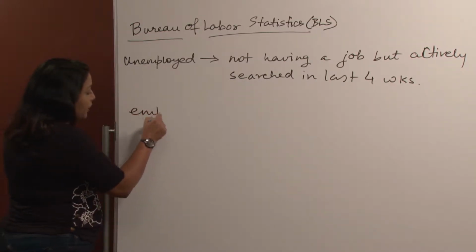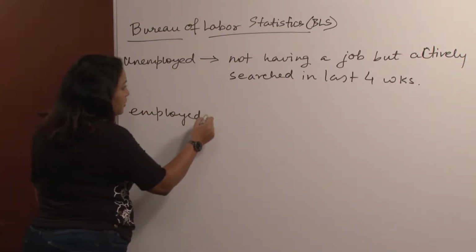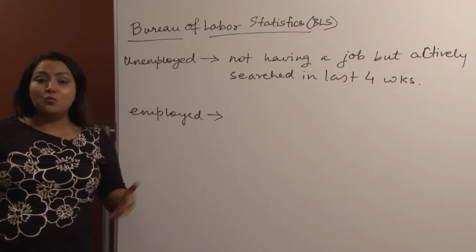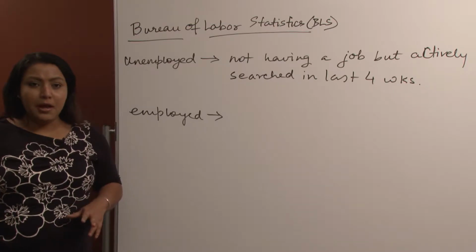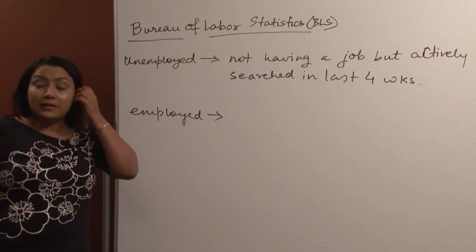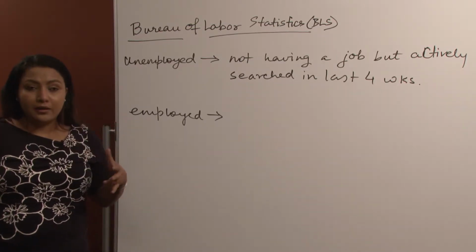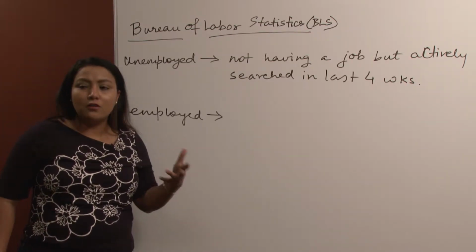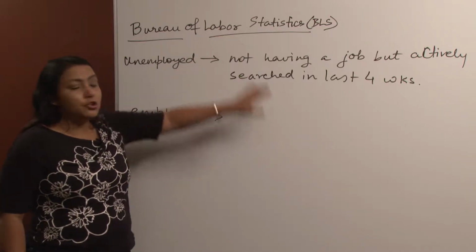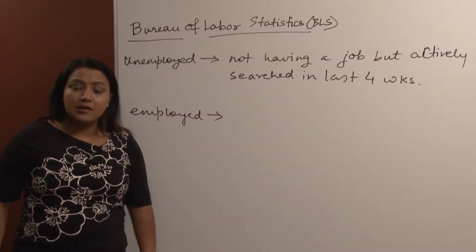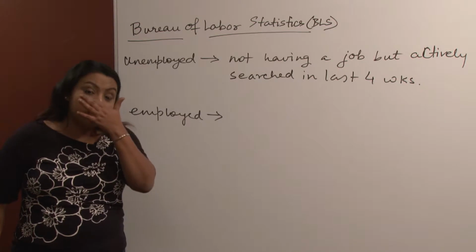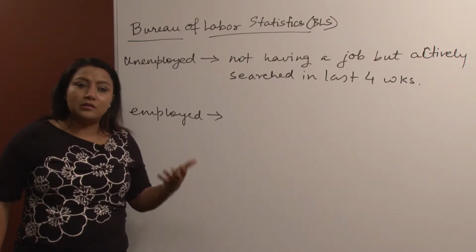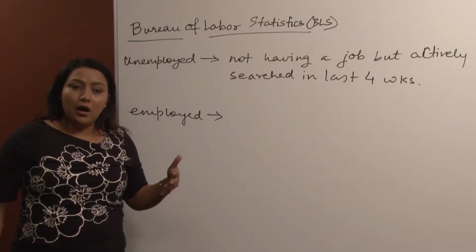Now, employed is anybody, any person who has a job, of course, but has been working full-time or part-time, and by part-time we mean at least 15 hours per week. Now, full-time employment, many of us may think that it is 40 hours per week, but according to the definition of Bureau of Labor Statistics, anything above 35 hours is considered as full-time employment, and anything over 15 hours is considered as part-time employment, right?